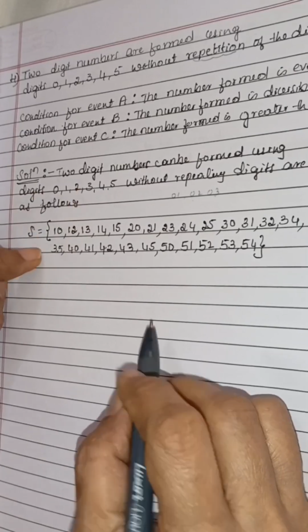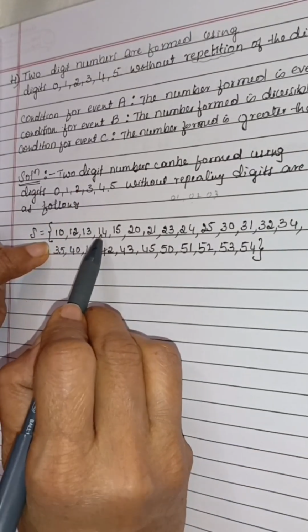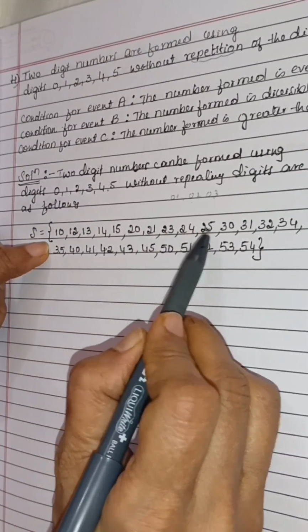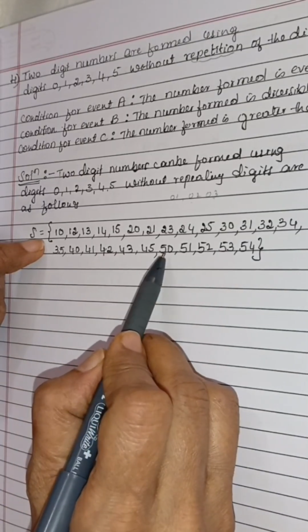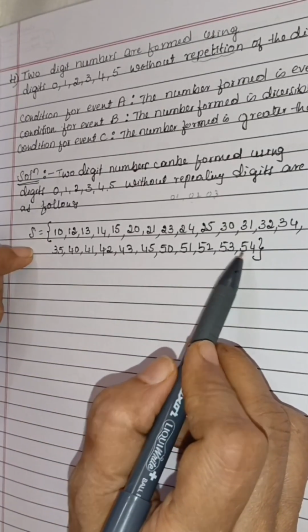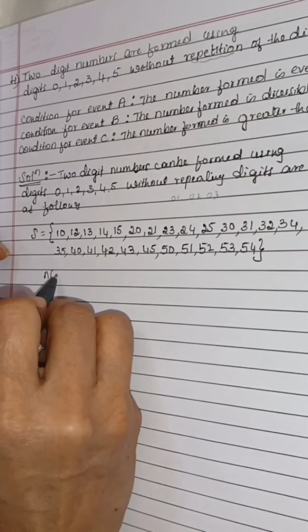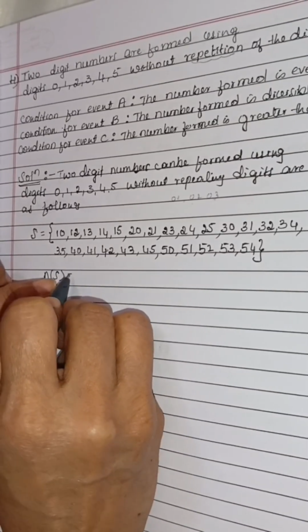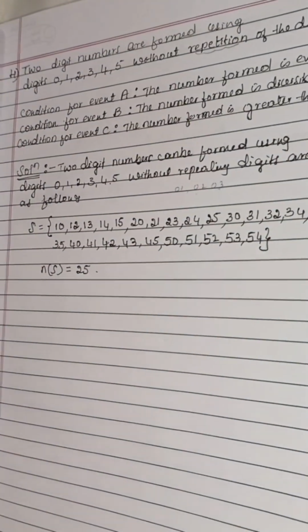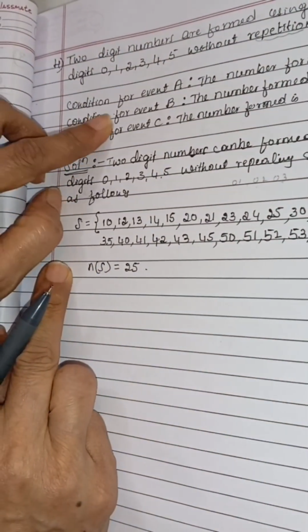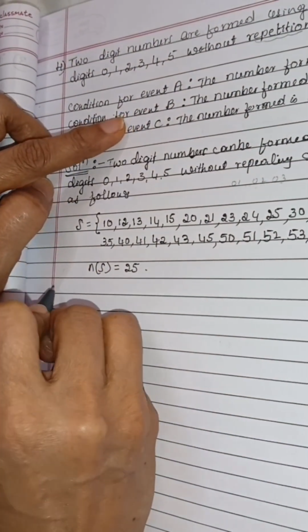Bracket close. Count: 1, 2, 3, up to 25. Therefore the number of elements N of S is 25. This much we have to do first before starting the events. Now start event A.